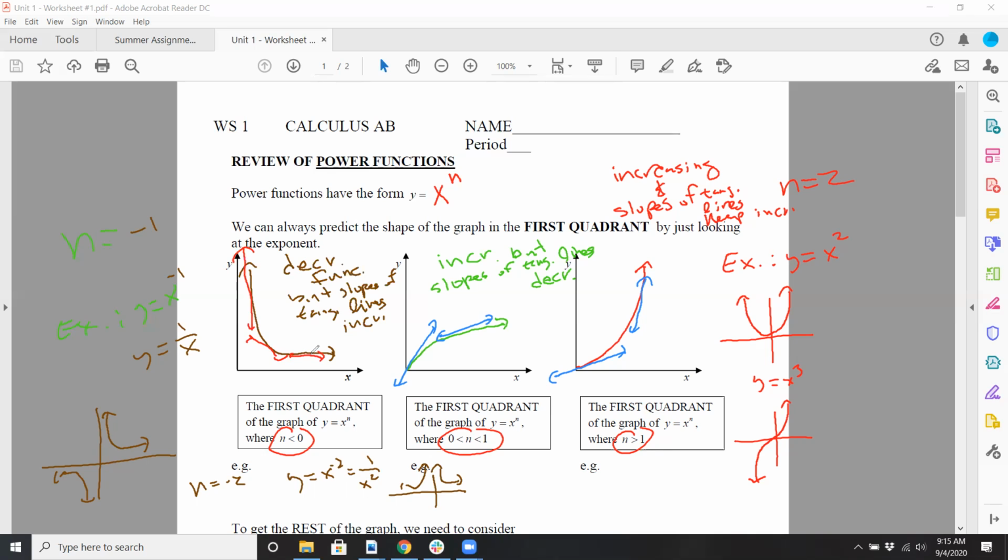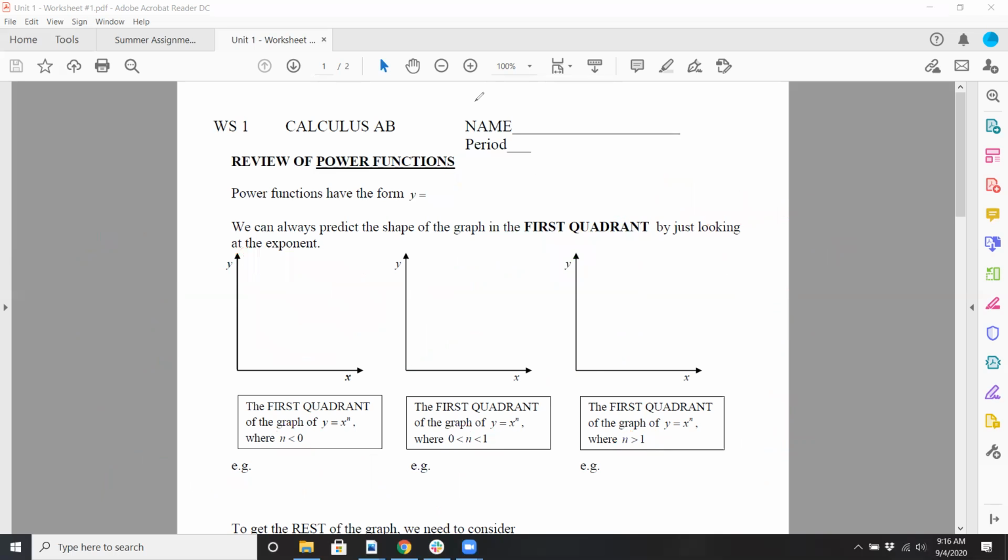Now, things do get a little bit weird when you go to the left of the y-axis, when you look at the second or third quadrants. And a lot of it depends on whether you have an even exponent or stuff like that. So there's some wonky things that could happen, but we'll worry about that in a little bit. So those are the basics of power functions.